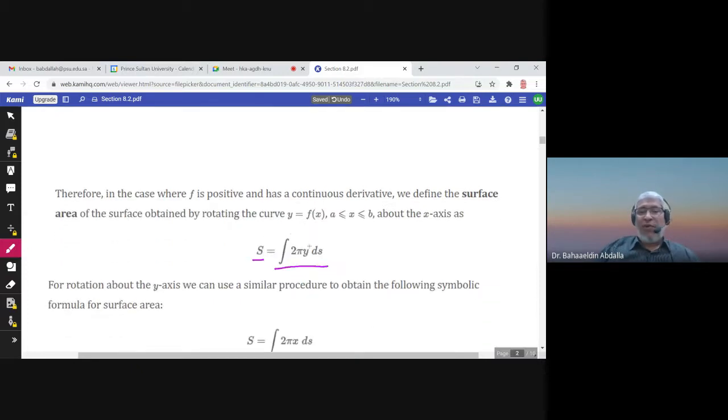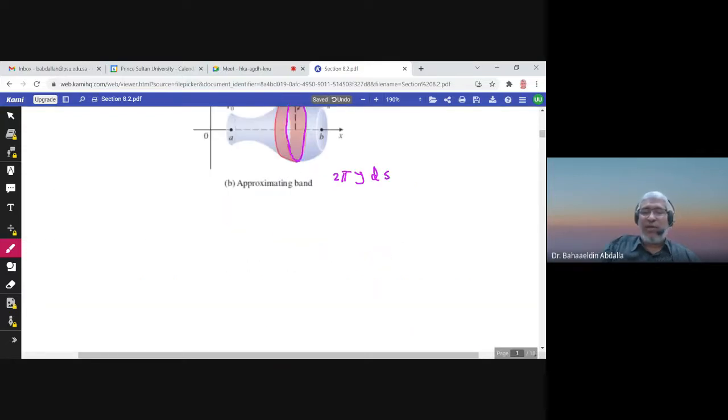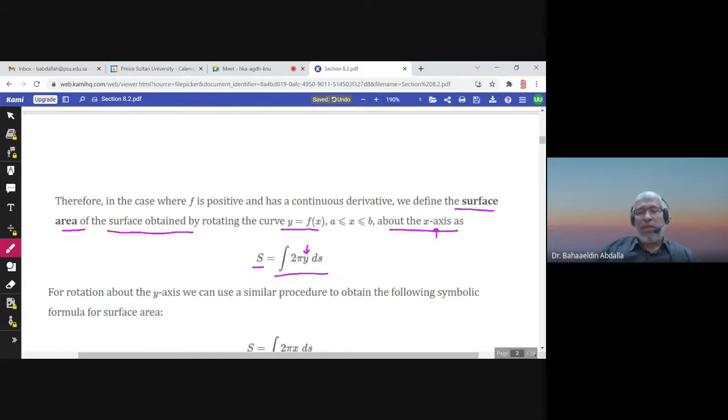So that's the formula. The surface area of the surface obtained by rotating this curve about the x-axis is given by this equation. Notice we are rotating about the x-axis. When we rotate about the x-axis, the radius is given by y, as we have seen. And ds is the arc length, and we have also seen ds in section 8.1.